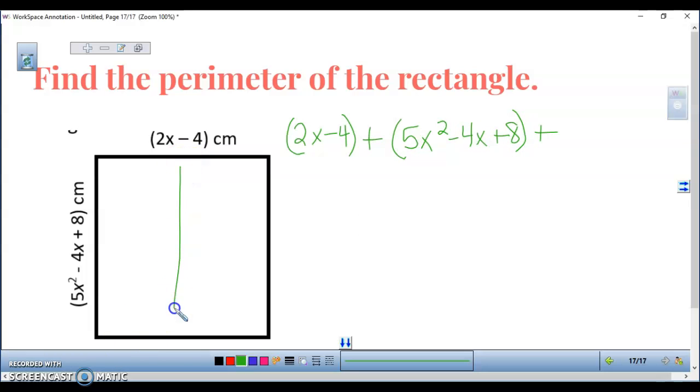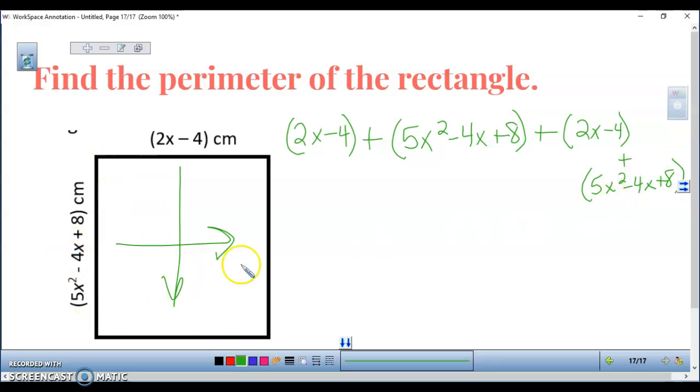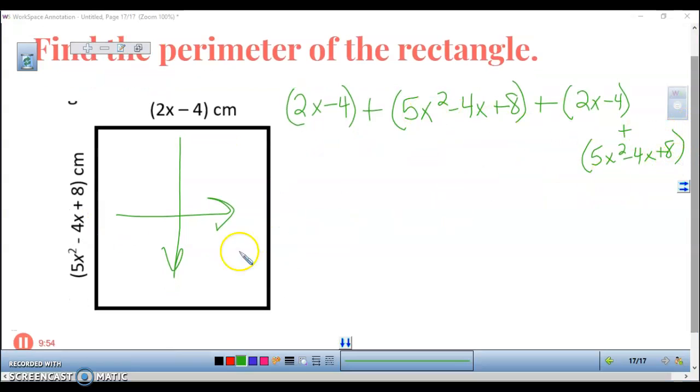So these would be the same and these would be the same. So really I'm going to do this twice. 2x minus 4 plus, I'm running out of room, 5x squared minus 4x plus 8. And if you can just go around this and fill it in and not write the expression, I'm fine with that as well. Okay, so combine like terms.